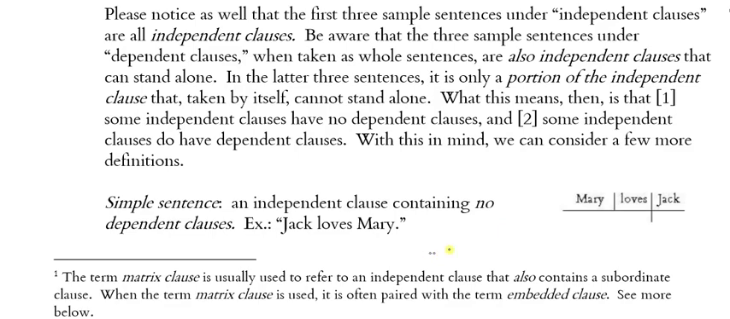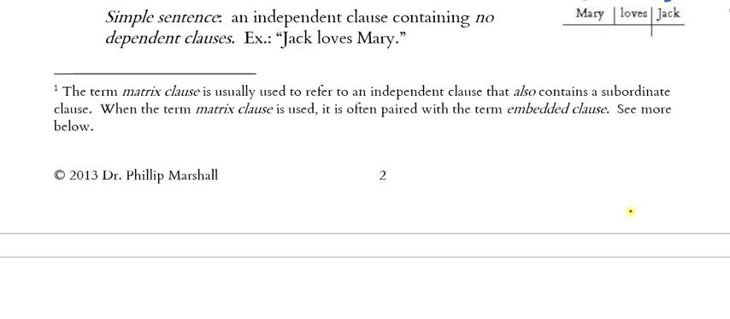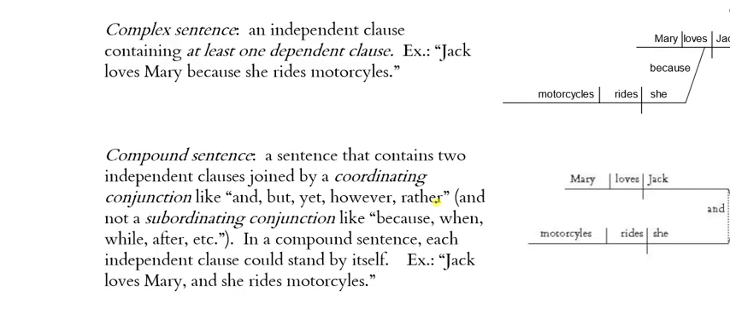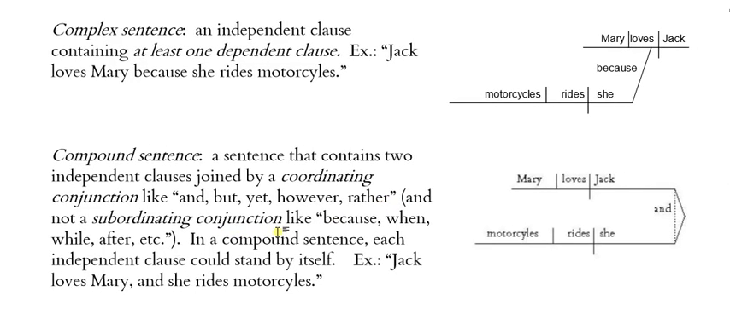For example, Jack loves Mary. Here I have a subject, a verb, and a direct object. No dependent clauses, no extra verbs with subjects hanging around. It's just a simple sentence. A complex sentence is an independent clause containing at least one dependent clause. So, an example here, Jack loves Mary because she rides motorcycles.